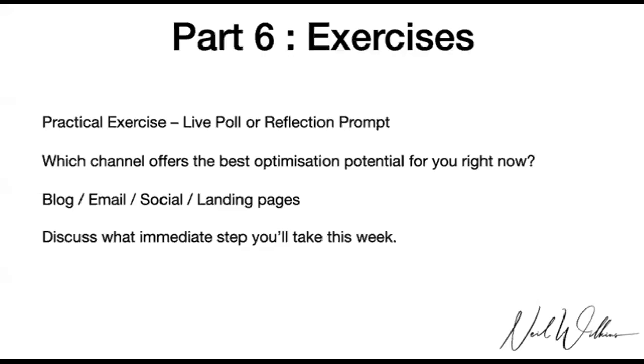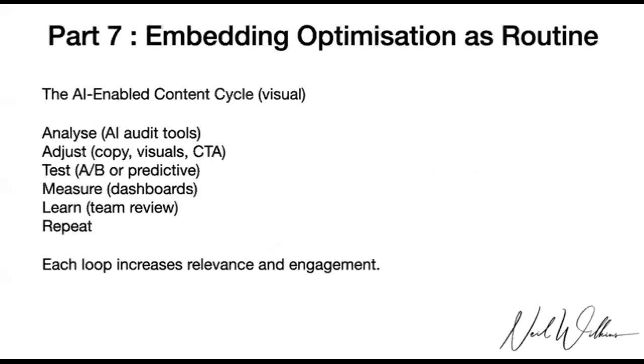So there are always exercises you can do. It's just taking this step-by-step approach, knowing what success looks like, and then starting to really embed optimization as a routine. It is part of what you do. So if you create any form of content for your own personal brand, for your business, or if you're a content creator and that's your full-time role, build this kind of mindset in where you analyze, you adjust, you test, you measure, you learn, that's a key one, and then you repeat. Each loop will increase the relevance and engagement, i.e., the performance of what you're doing.